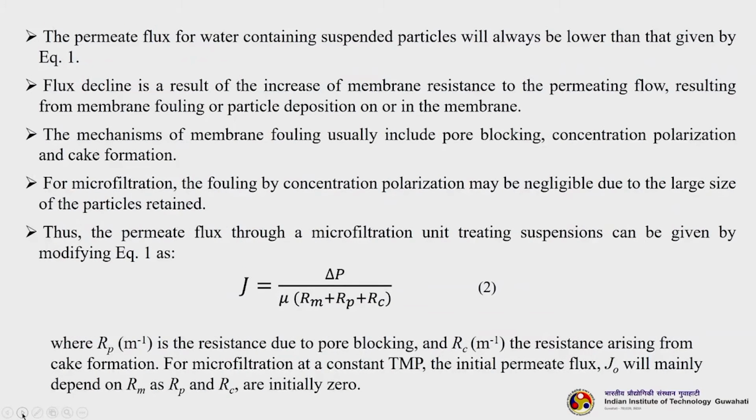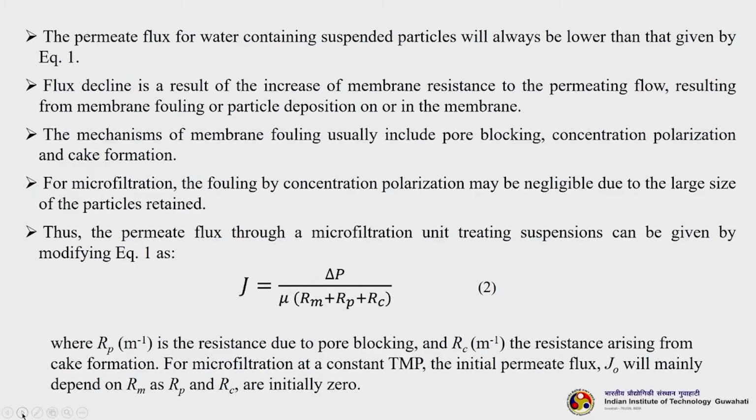The permeate flux for water containing suspended solids will always be lower than that given by equation 1. That means the clean water flux will always be high, because there are no solutes present. When there are solutes present in suspended or dissolved form, the flux you get will obviously be less than the clean water flux or clean membrane flux. Flux decline is a result of the increase of membrane resistance to the permeating flow resulting from membrane fouling or particle deposition on or in the membrane. The mechanisms of membrane fouling usually include pore blocking, concentration polarization and cake formation. These happen simultaneously once you are increasing pressure.